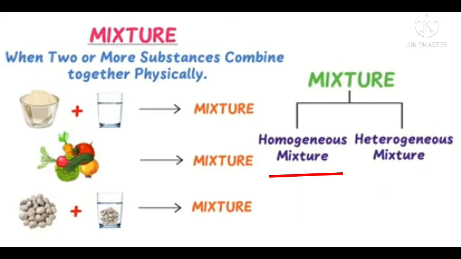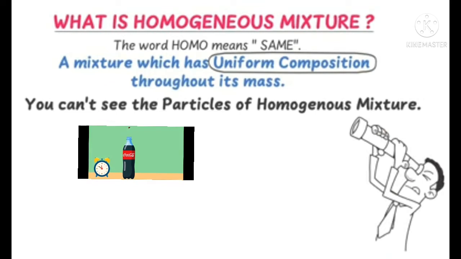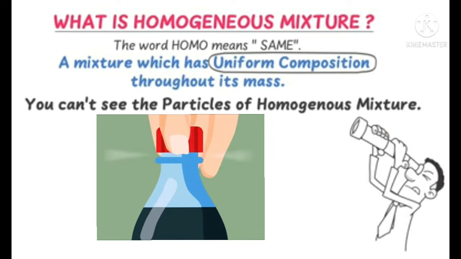Mixtures are of two types, homogeneous mixture and heterogeneous mixture. What is homogeneous mixture? The word homo means same, a mixture which has uniform composition through its mass. It means you can't see the particles of homogeneous mixture. Throughout, the particles are equally distributed or they are mixed.